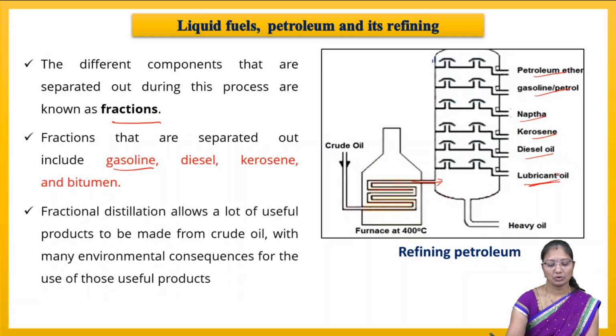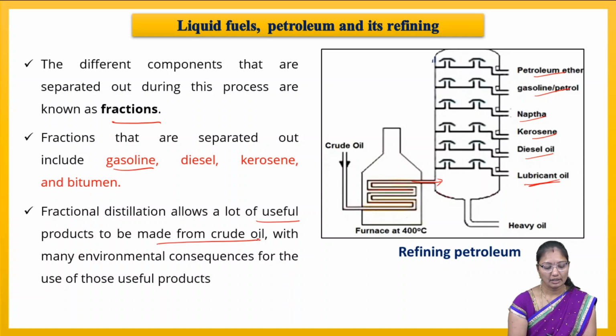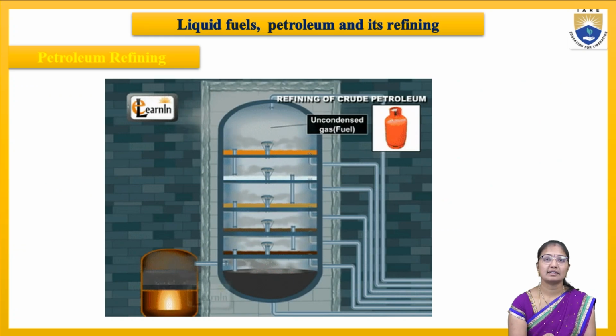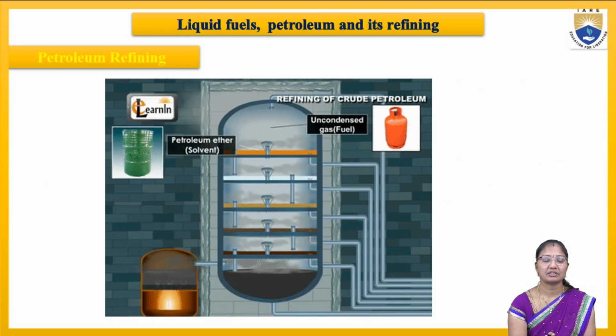These fractions allow a lot of usable products to be made. Due to the fractional distillation, a lot of useful products can be made from crude oil, with many environmental consequences. They have a vital role, and these are the useful products. And this is the general representation to know how this petroleum fractionation works.